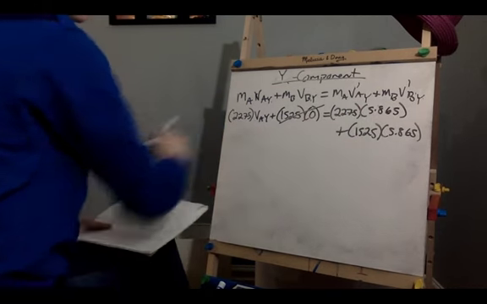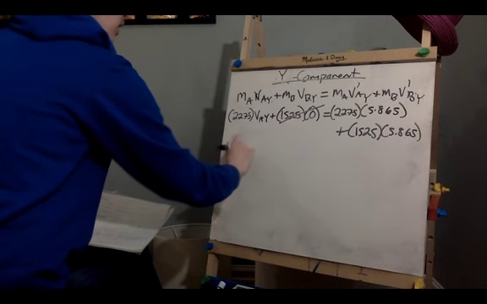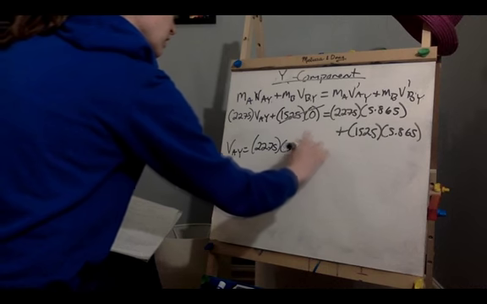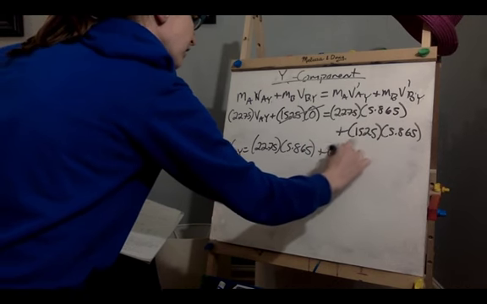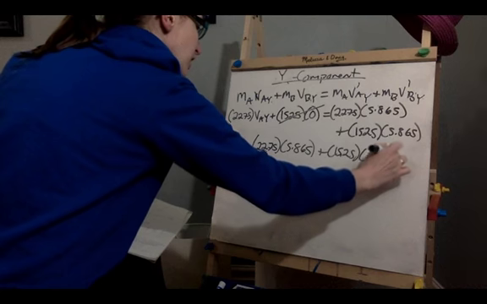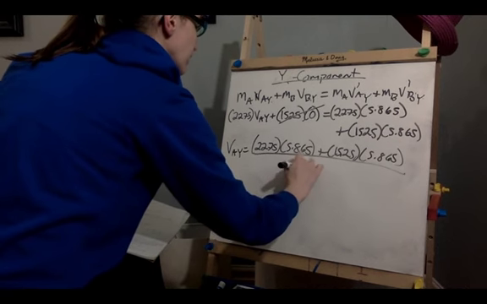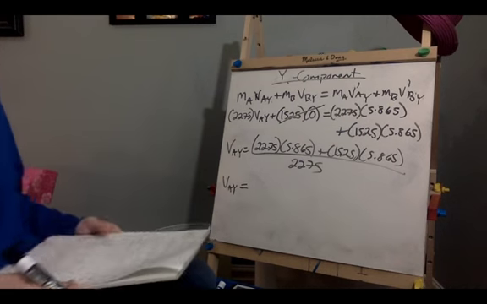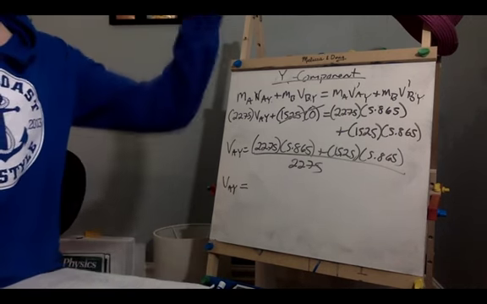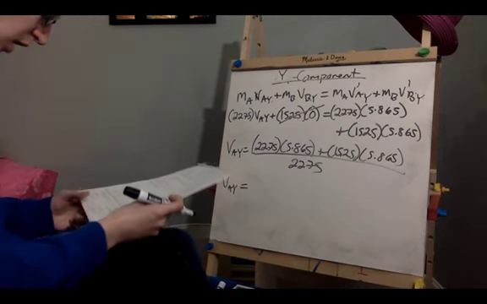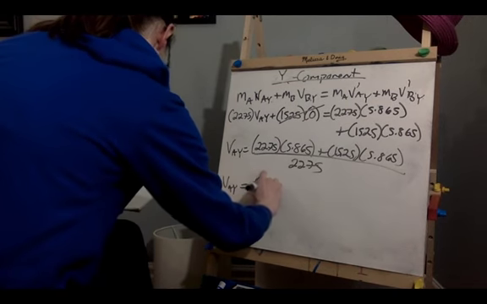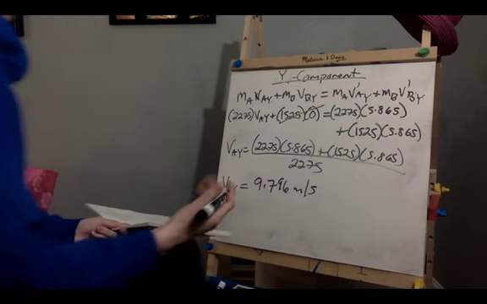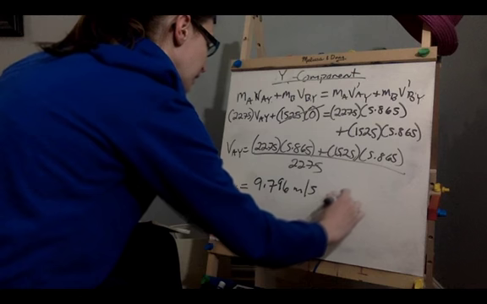add, divide by that. So your VAY is equal to your 2275 times your 5.865 plus your 1525 times your 5.865, and then all of that divided by your 2275, which means your starting velocity of the car traveling north in the Y ends up being 9.796 meters per second. To put that in kilometers per hour, you multiply by 3.6.